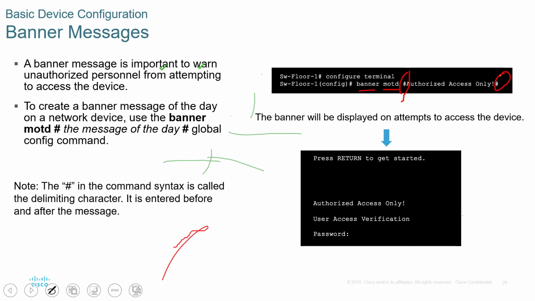But if you did not use any character, what the system will use is the first capital letter, or uppercase letter, that you use, and it will call that your delimiting character. And you're supposed to use the same thing at the end. Okay, so once you use the delimiting character, anything that you put in between is going to be seen as the content of that message. All right, so you see, for instance, here it says authorized access only with a hyphen. That is the message here that is being configured.